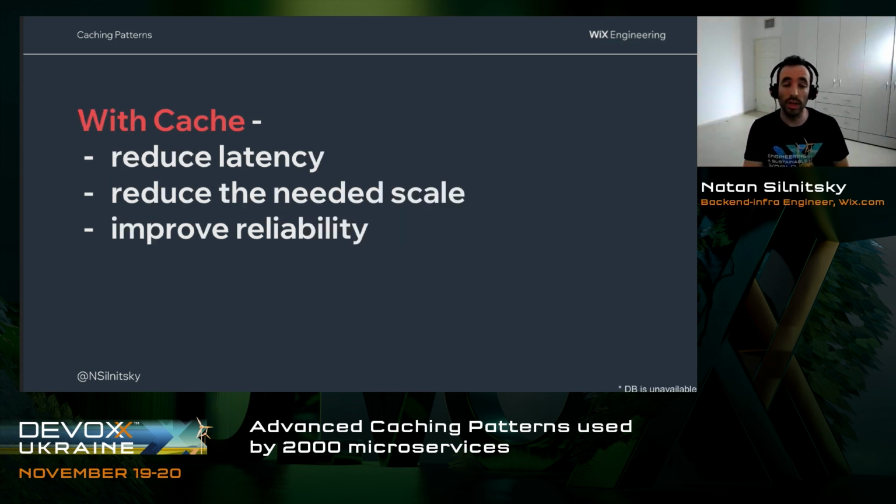Now, if you do utilize a cache, then you can actually reduce latency and reduce the needed scale, because responses are already cached. You don't need to compute them again. So you don't need as many Kubernetes pods or instances as without a cache. And it also improves reliability. Even if the database becomes unavailable, for most of the requests that have cache hits, that won't be an issue because they already have a response built into a cache.